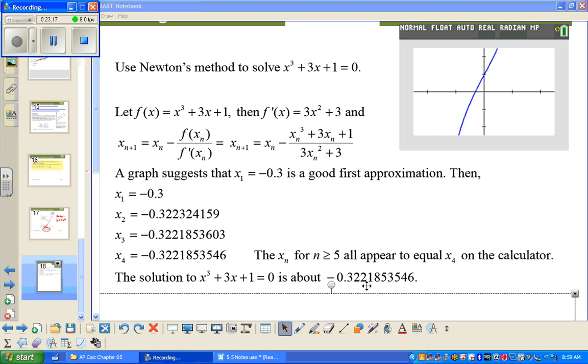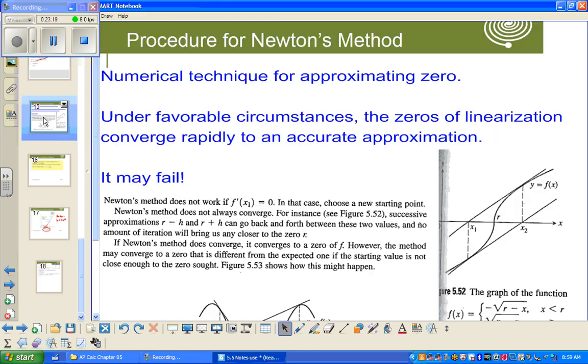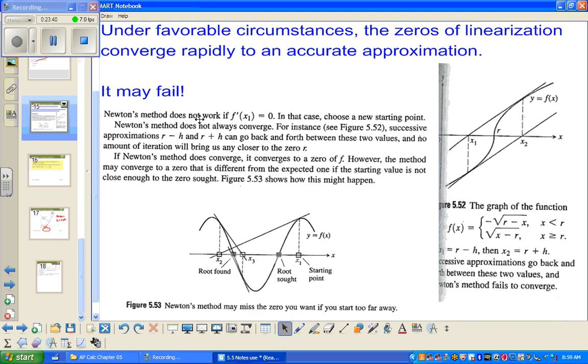So with that said, the last thing I need to do is warn you that this Newton's method may fail. Okay, it's a numerical technique for approximating zeros. Under favorable circumstances, the zeros of linearization converge rapidly to an accurate approximation, but it may fail. Newton's method, and this is straight out of your textbook here, does not work if f prime of x equals 0. So if the point you pick is a 0 of the derivative, then it's not going to work. You got to choose a new starting point, and you can choose one that's just close to that.